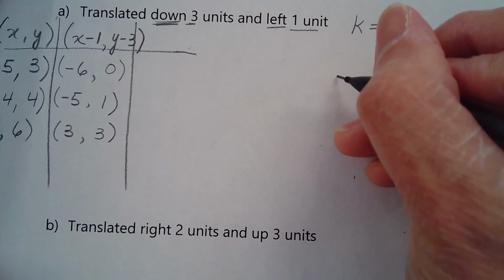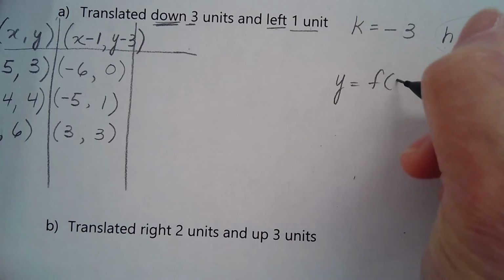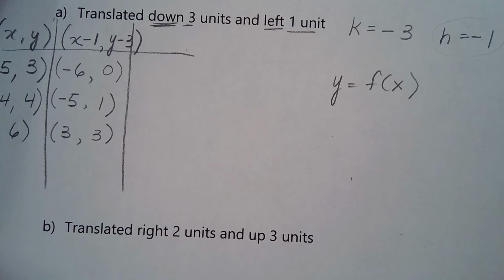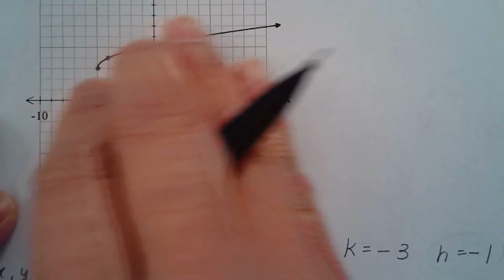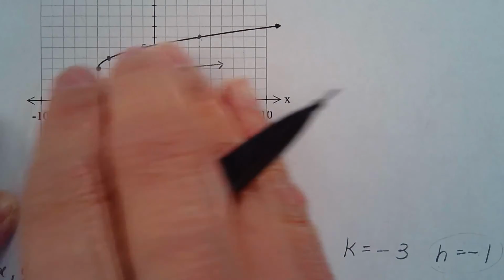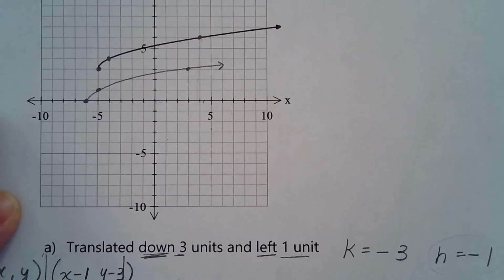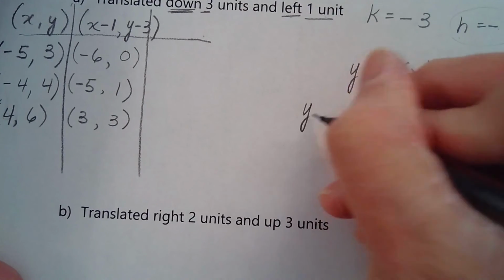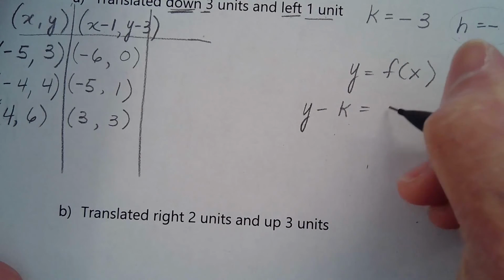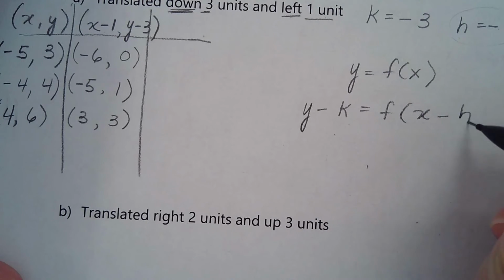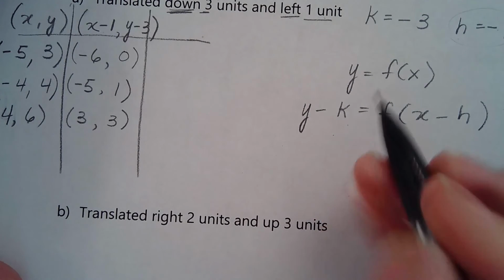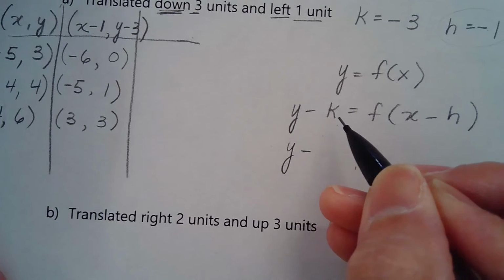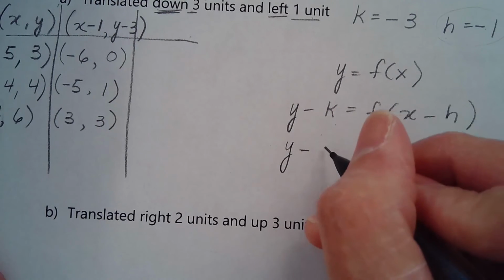So our original is y equals f of x, whatever that is. Okay. We don't care what the actual function is here. We don't know what the original equation is, but we know we call it f of x. So y minus k equals f of x minus h. Okay, what do we have? Y minus, what's the k value? Negative 3. So I'm going to put negative 3 there.